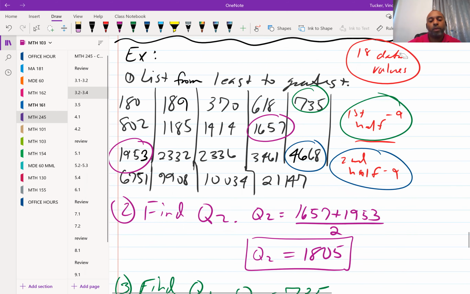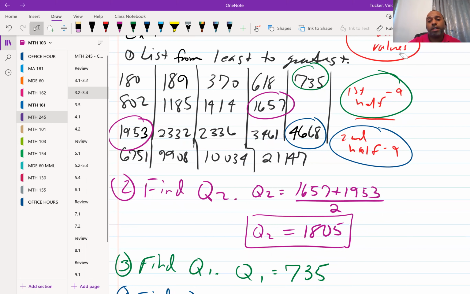All right. Q1, no calculation needed because I have 9 data values. That means I have an odd number. Since I have an odd number, I do have a legit middle number, which is 735. So the middle number of the first half of data is 735. But once again, if I had an even number in my first half of data, then I have to do like I did here: take the 2 middle values, add them together, divide by 2.